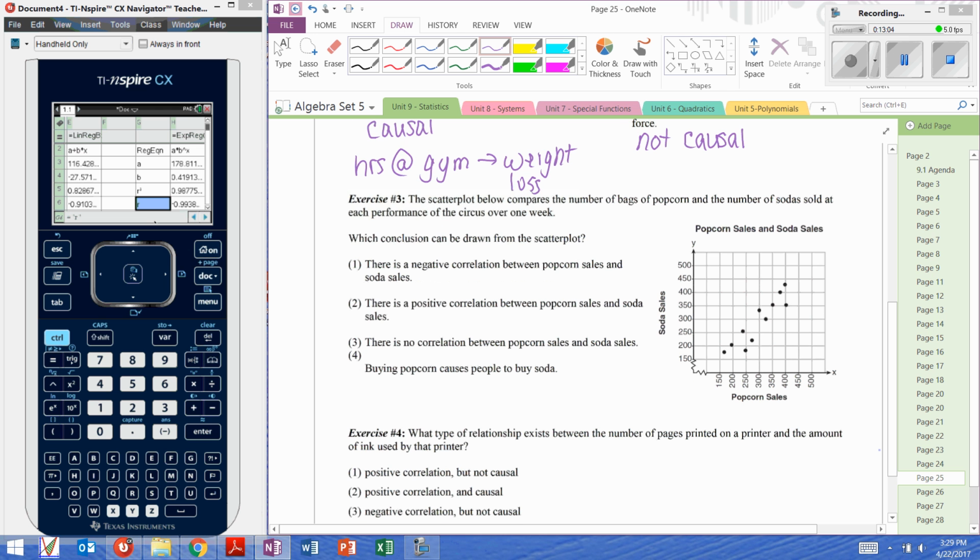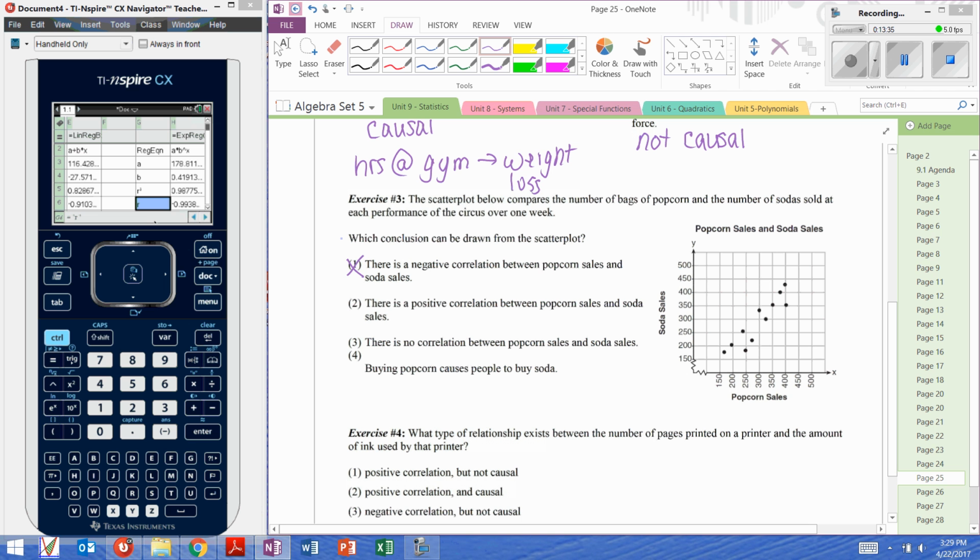Okay, exercise 3. We have a scatter plot, and it's comparing the number of bags of popcorn and the number of sodas sold at each performance of the circus over 1 week. So it's asking us what conclusion could be drawn from the scatter plot. Choice 1: There is a negative correlation between popcorn sales and soda sales. Well, this is not negative. The data is increasing, so definitely this is going to be a no.